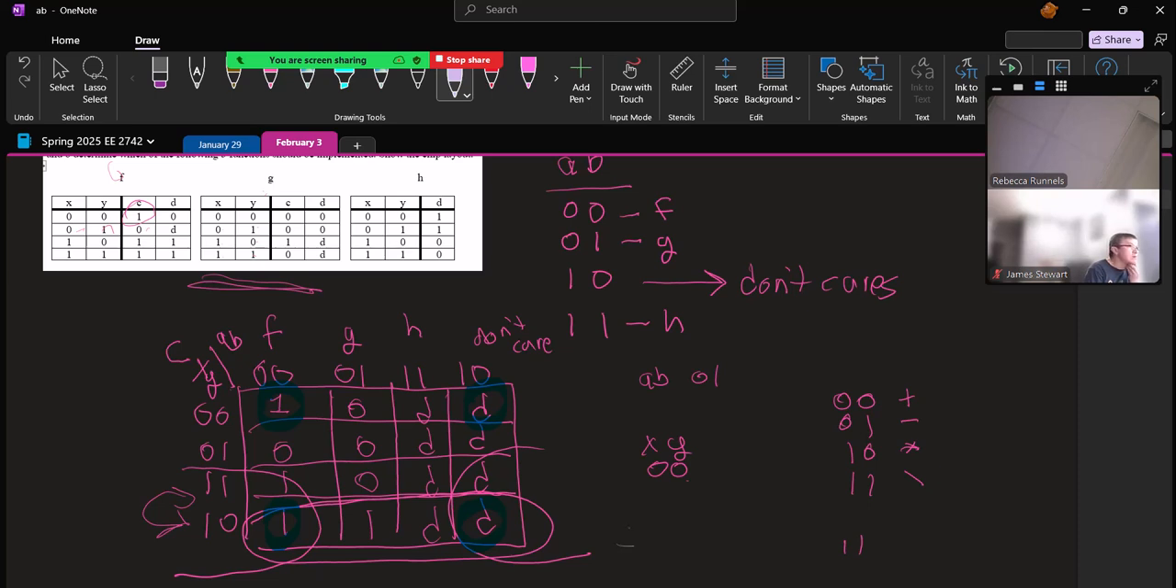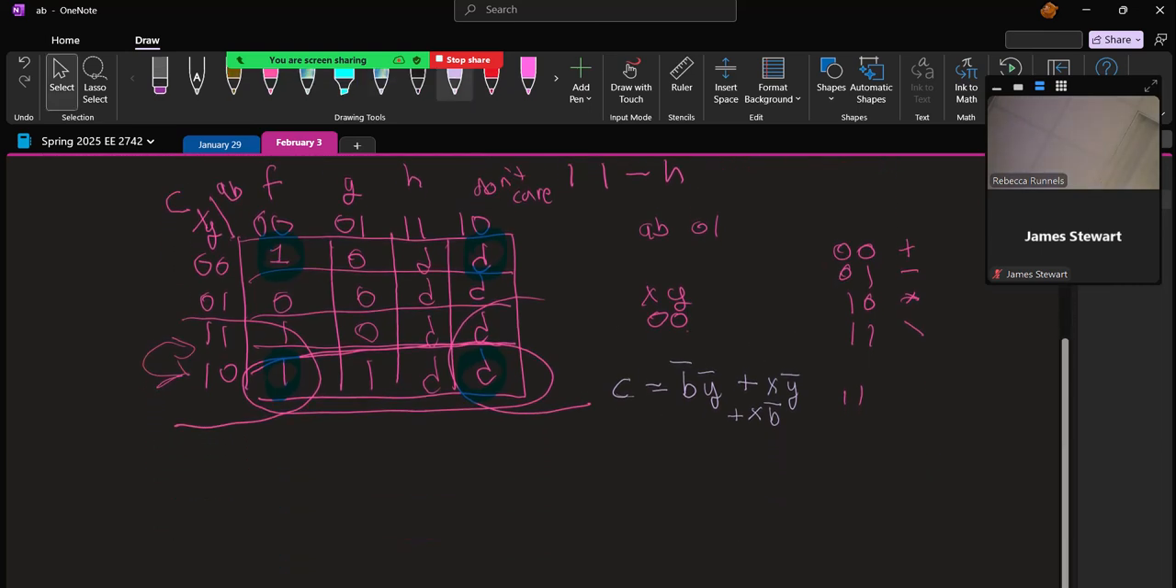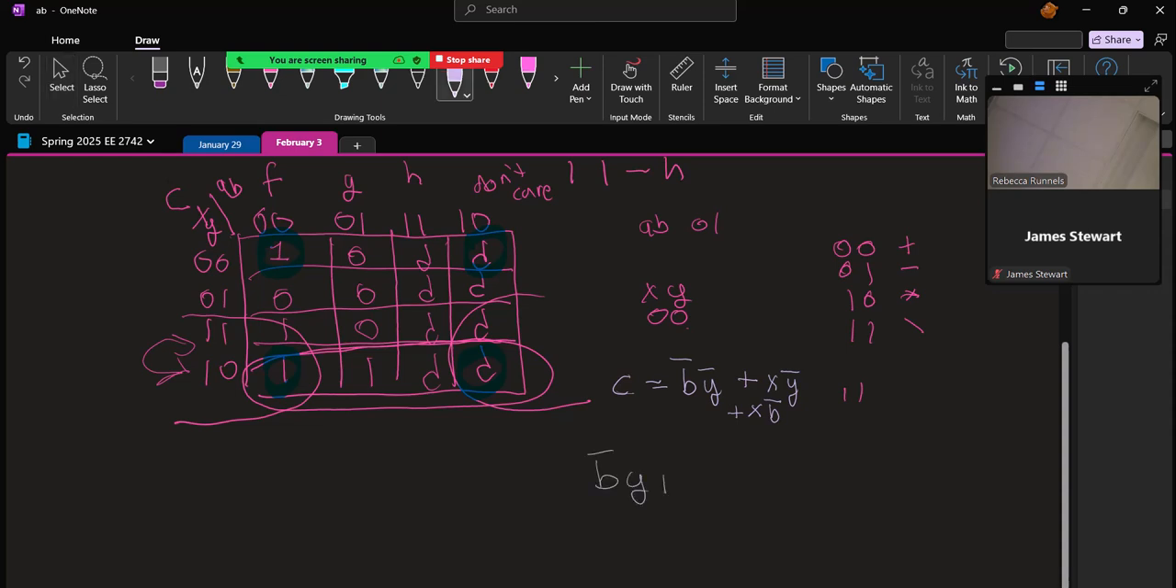So this tells us that C equals, okay, the four corners have B0 and Y0, so B bar Y bar, plus the bottom row has X Y bar, plus the little group that wraps around on the bottom two has X B bar. So B bar Y plus X Y bar plus X B bar.